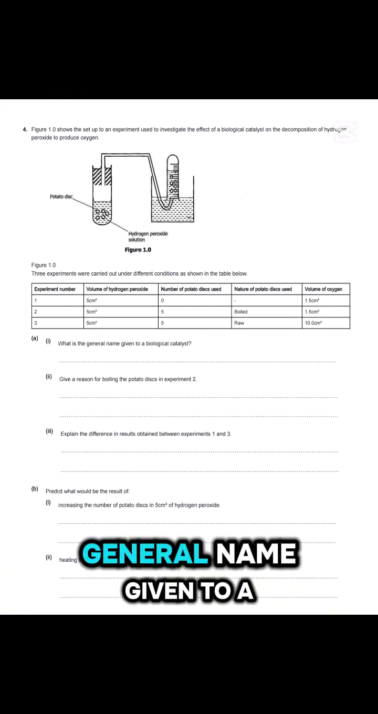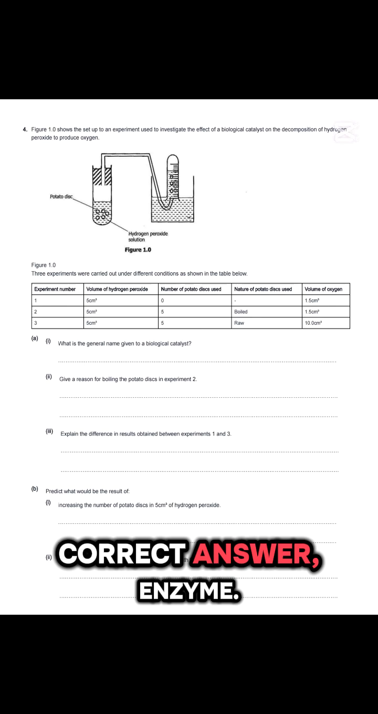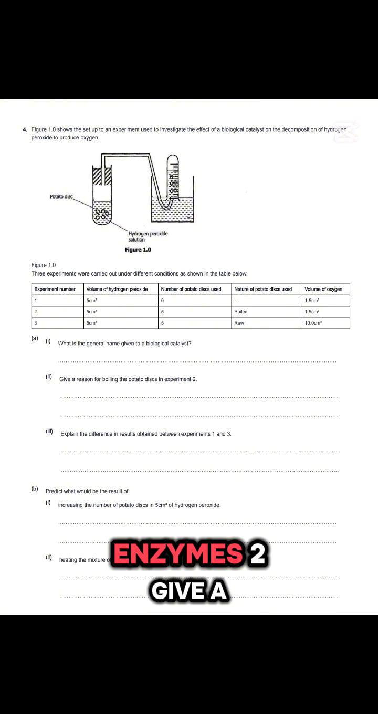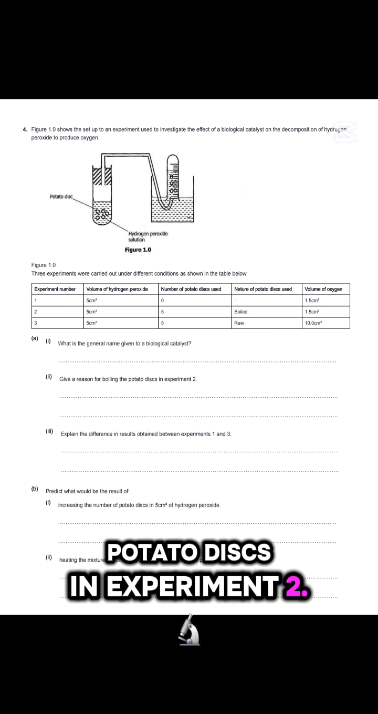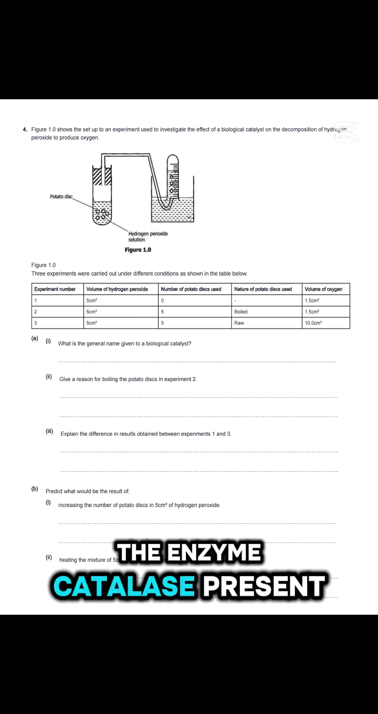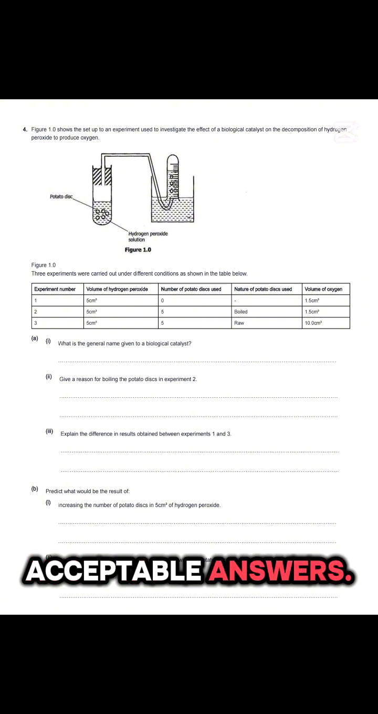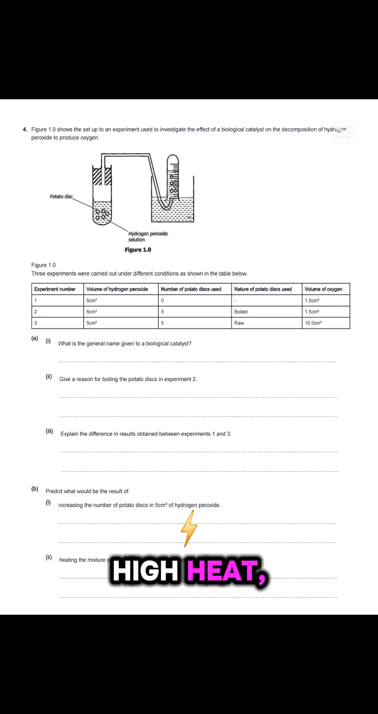A1. What is the general name given to a biological catalyst? Correct answer: enzyme. Acceptable answers: enzymes. 2. Give a reason for boiling the potato discs in experiment 2. Correct answer: to denature the enzyme, catalase, present inside the potato cells. Acceptable answers: to destroy or inactivate the biological catalyst using high heat.